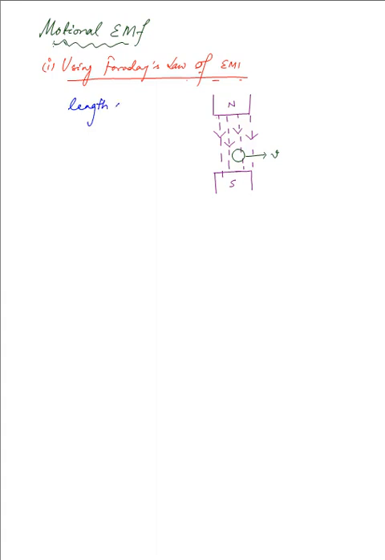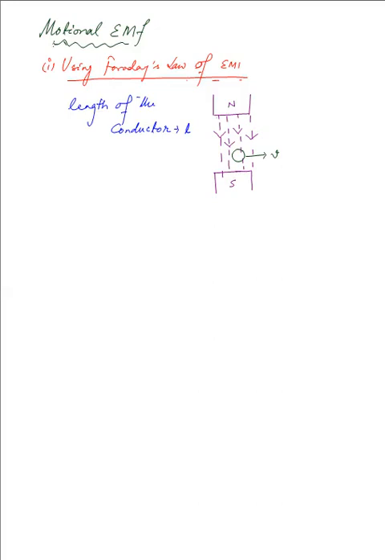So for the straight conductor, let the length of the conductor that we have considered be L. You cannot see it obviously because it's into the plane that we have considered over there. However, we can make an assumption there.